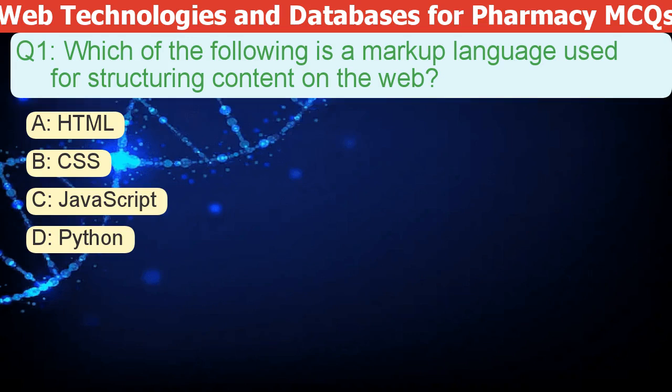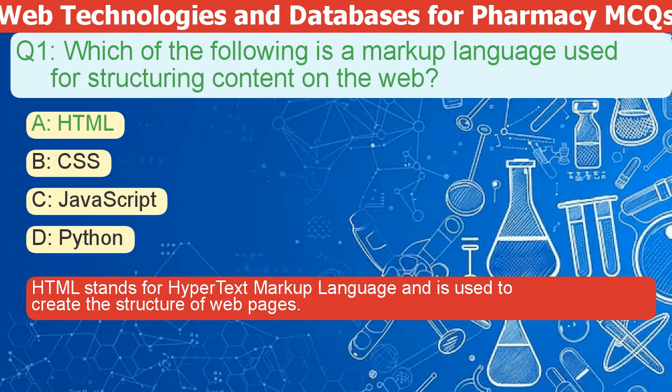Which of the following is a markup language used for structuring content on the web? A. HTML. B. CSS. C. JavaScript. D. Python. The correct answer is A. HTML stands for Hypertext Markup Language and is used to create the structure of web pages.